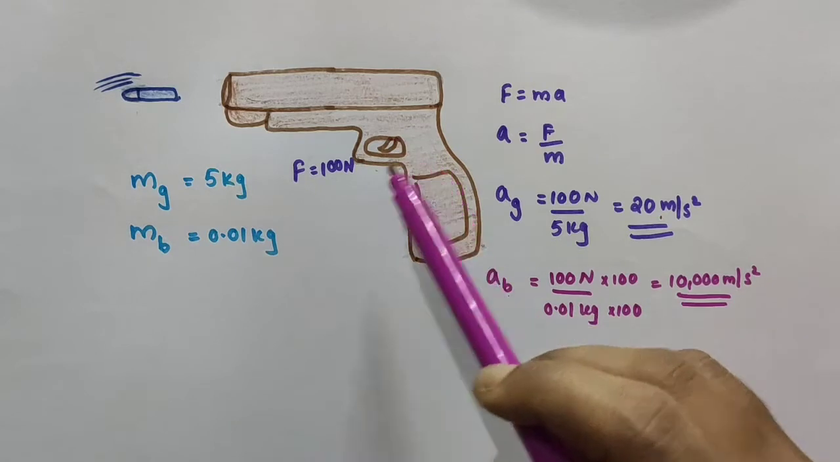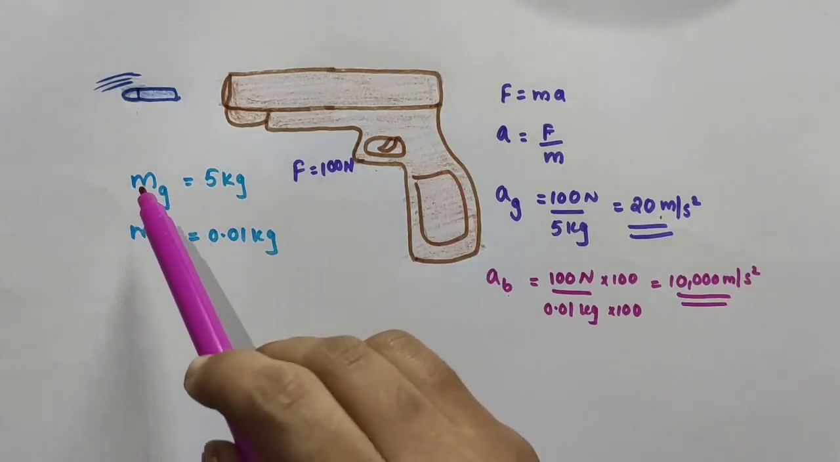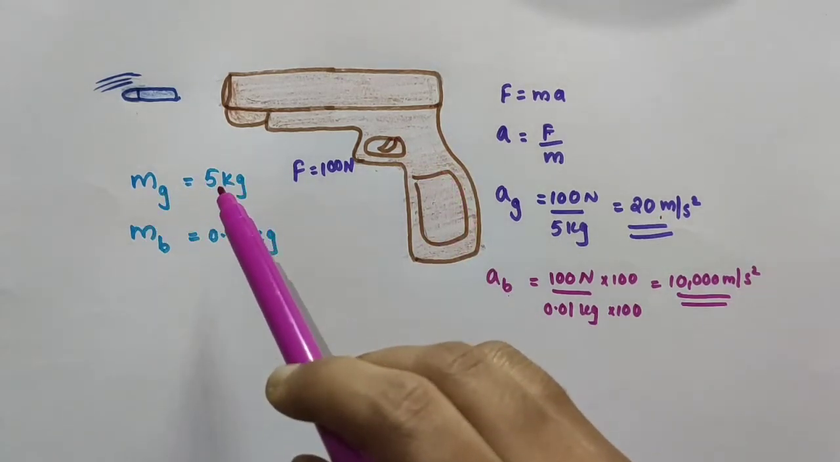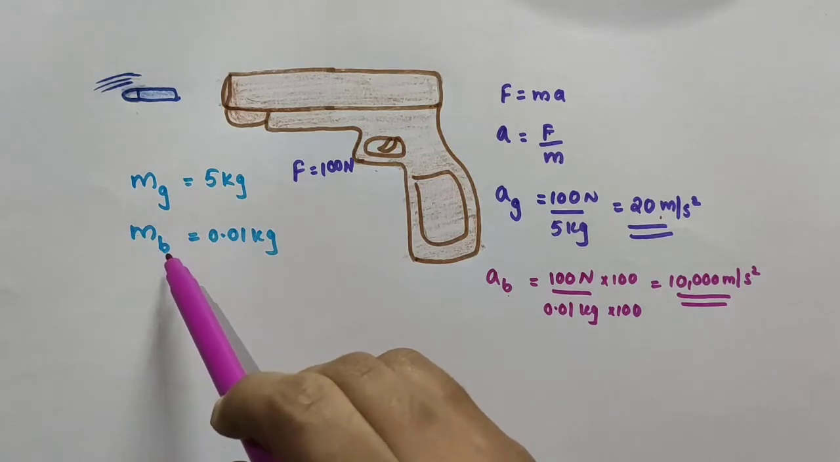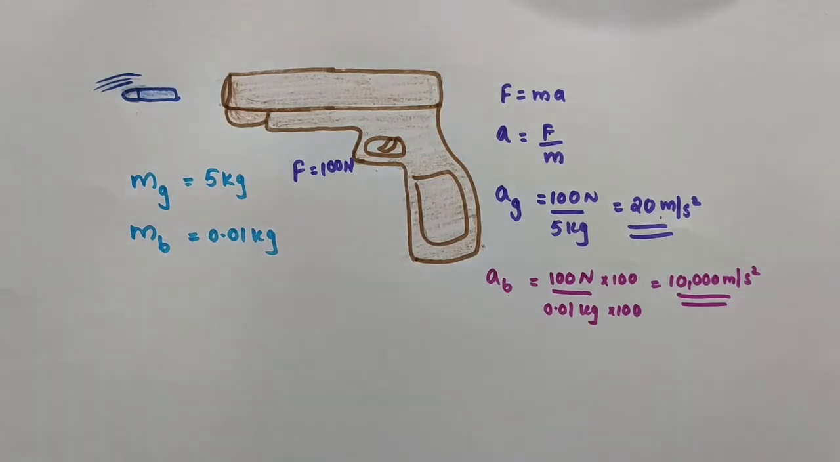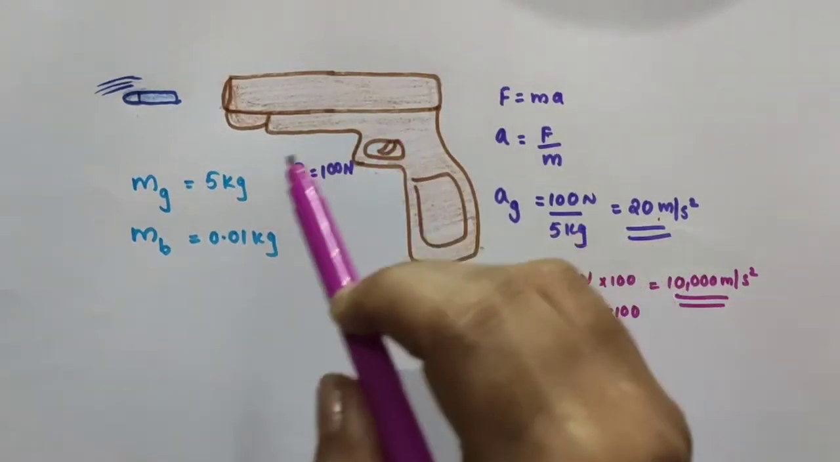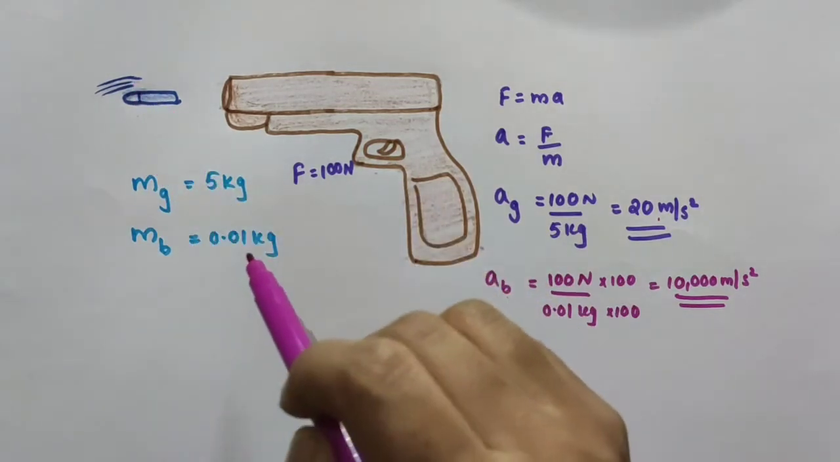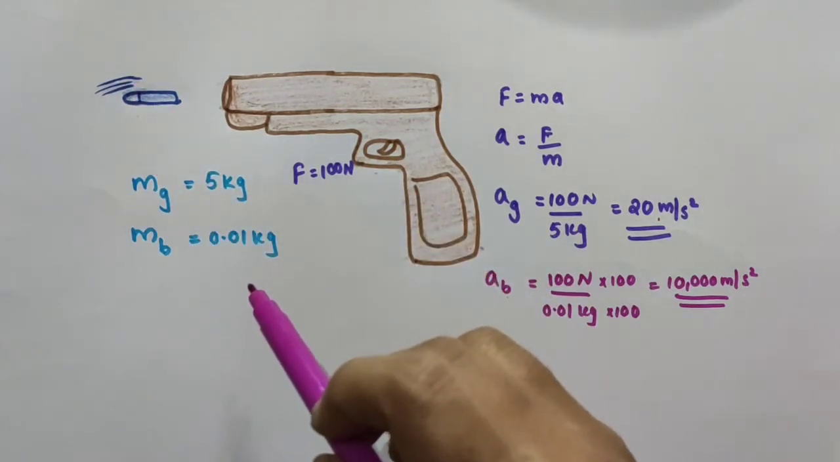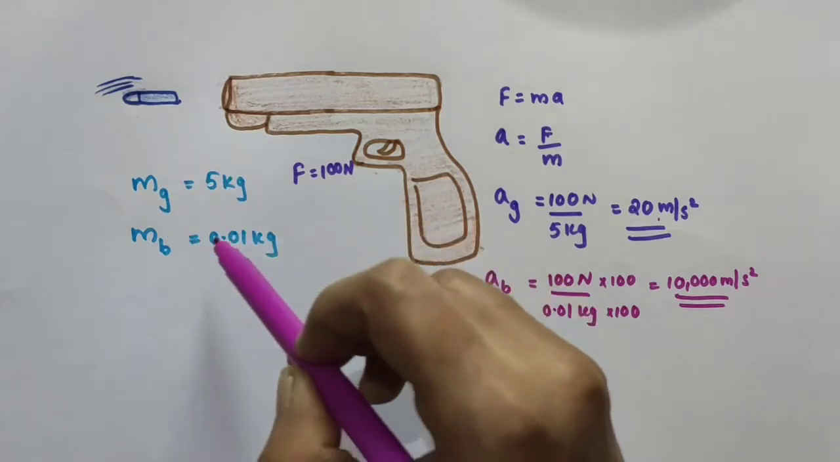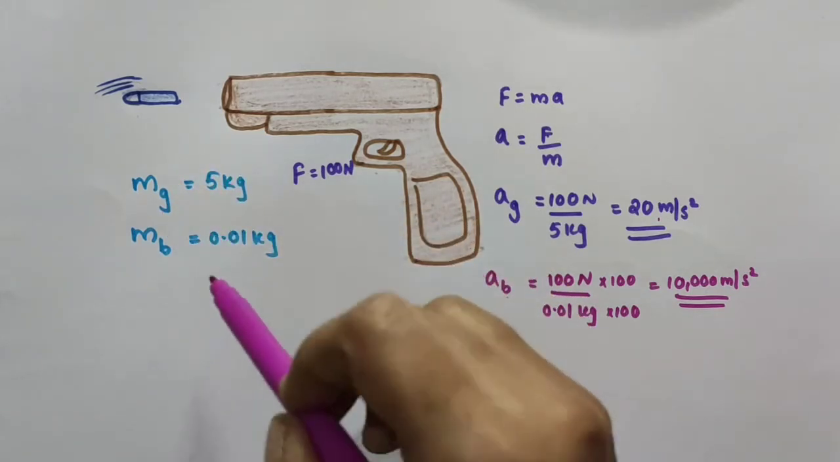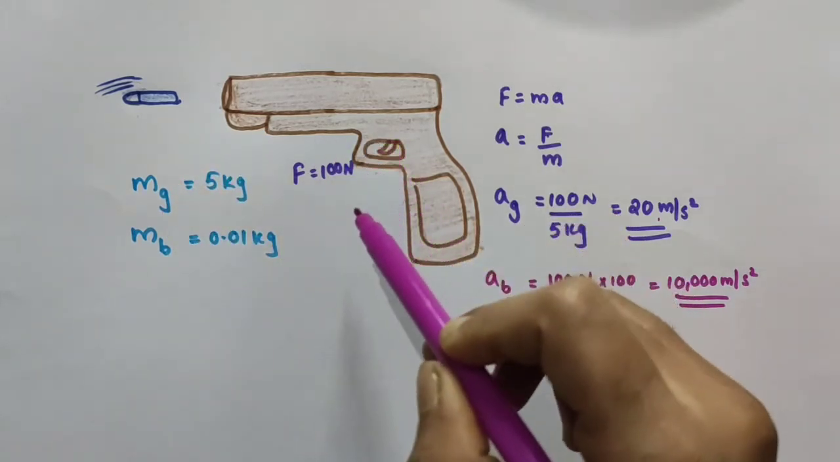Now, let the mass of the gun be m suffix g. Let it be 5 kg. And let the mass of the bullet, m suffix b, be 0.01 kilogram. So, mass of the gun is 5 kg and mass of the bullet is 0.01 kilogram. That is, the gun has much greater mass than the bullet. So, what will be the acceleration of the gun?